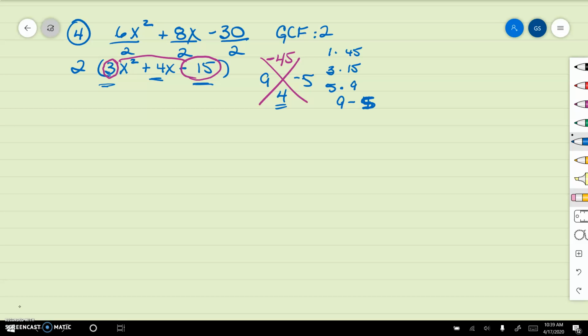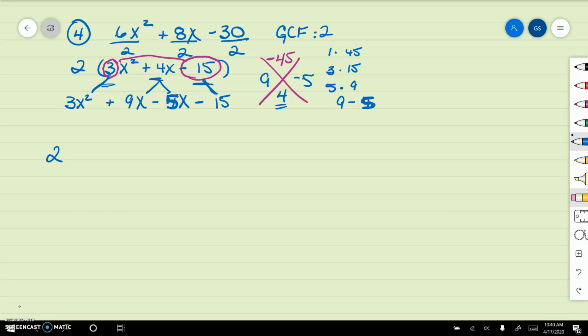So, I don't know if you remember this from a couple of lessons ago. We're going to bring the 2 down like we did last time. When we have this eyeglass theory, we have a longer process here. We have to bring down the 3x squared in the beginning and the minus 15 at the end. Then we're going to rewrite this 4x as 9x minus 5x. Okay? 9x minus 5x is 4x.